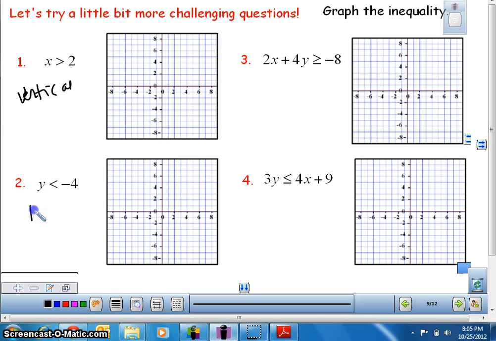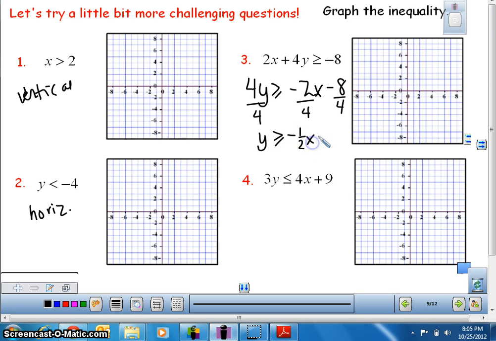Y is horizontal. Now, in questions 3 and 4, when we go to graph those, we need to rewrite it in slope-intercept form. So if I was going to rewrite number 3 in slope-intercept form, I would have 4y is greater or equal to negative 2x minus 8. My next step is I need to divide everything by 4 because I can't graph it easily unless I have it in slope-intercept form. Y is greater or equal to negative 1/2 x minus 2.